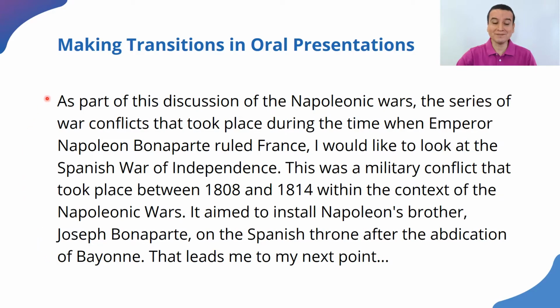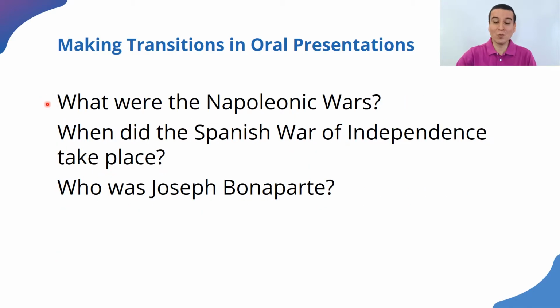All right. So, to make sure that we understood the basic concept of that text, I have these questions for you. What were the Napoleonic Wars? That's easy. The wars or the conflicts that took place during the time when Napoleon Bonaparte was emperor. All right. When did the Spanish War of Independence take place? That was between 1808 and 1814. All right. And who was Joseph Bonaparte? That was Napoleon Bonaparte's brother.